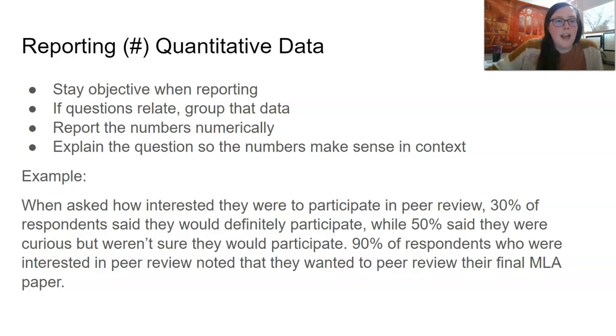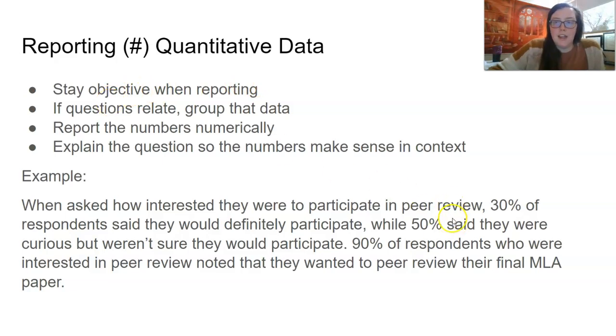So I wrote, when asked how interested they were to participate in peer review, I'm just explaining what the question was essentially. 30% of respondents said they would definitely participate, while 50% said they were curious but weren't sure they would participate. Okay, so here we have all of these things. I'm trying to remain objective. I'm not trying to explain anything that doesn't exist explicitly in my survey results.